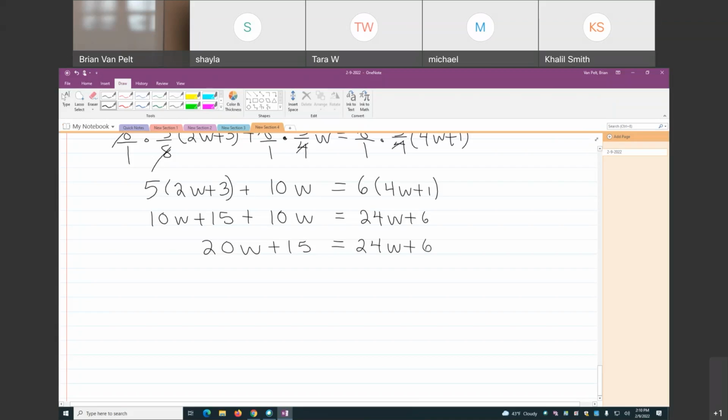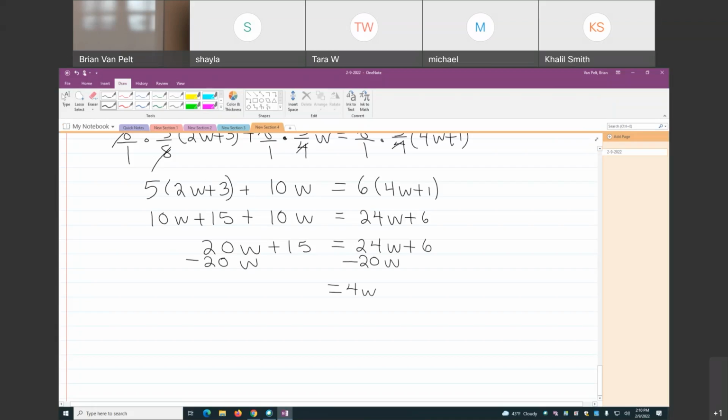Now I'm at the stage where I can choose a side. So you can subtract 20W or subtract 24W, it's your call. You can do either one. Neither one's more right than the other. Both are correct things to do.